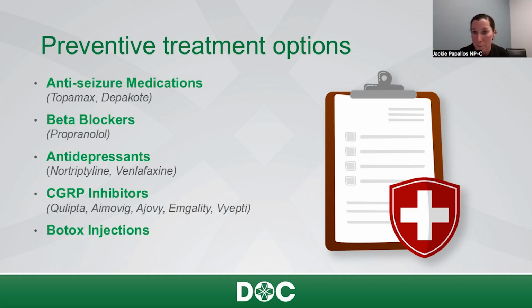Again, there are CGRP inhibitors, blockers of this chemical. These are newer ones on the market. Qulipta is a daily oral medication. Aimovig, Ajovy, and Emgality are monthly injectable medications that you can do at home. They are dispensed in a pre-filled pen, and it's just once a month. So those are helpful for prevention. And then Botox, which we'll talk about a little bit more in just a moment.